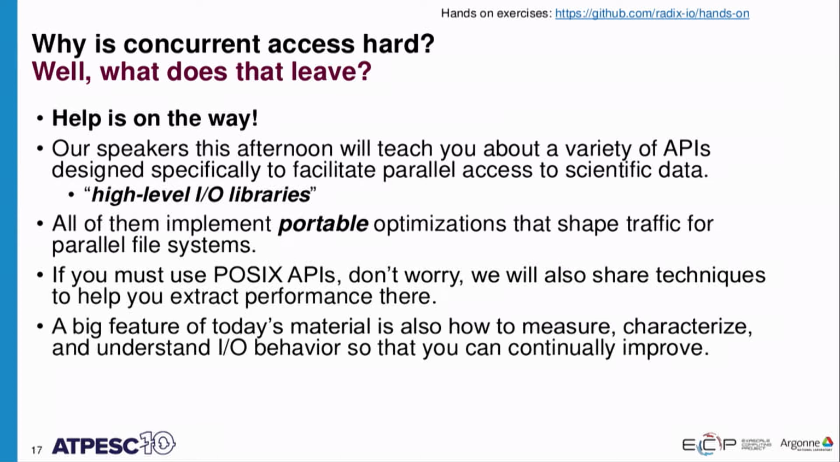Of course, I'm sure there's people in here that are using POSIX and have a good reason to do so. Don't worry, we'll help you too. We've got some good strategies you can use even if you're in that scenario. And a big part of today is also how to just measure and understand what your application is doing. So regardless of what strategy you're doing, how can you tell if it's good or bad or how it could be better?